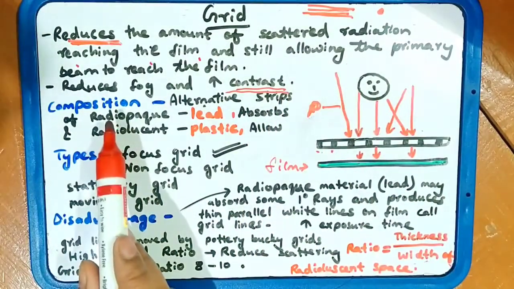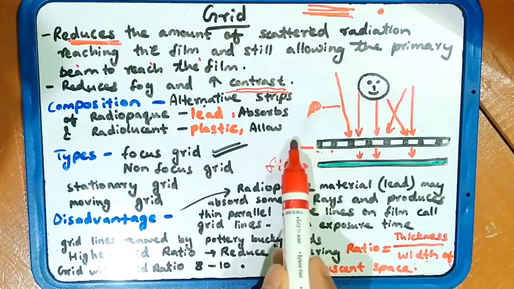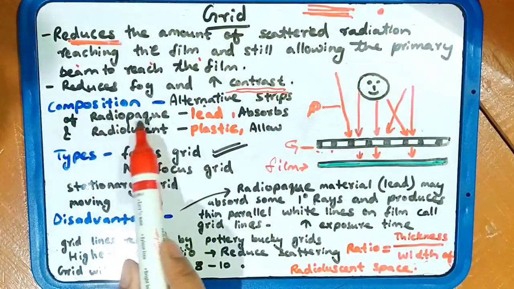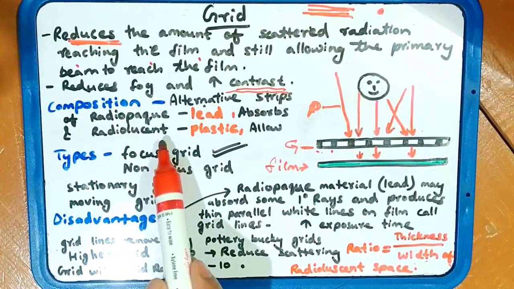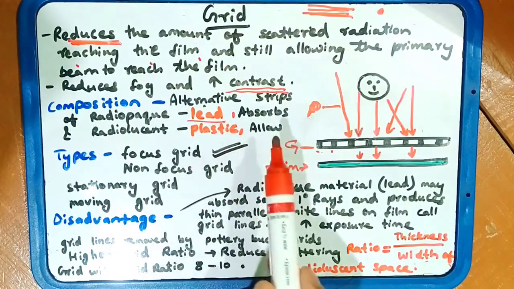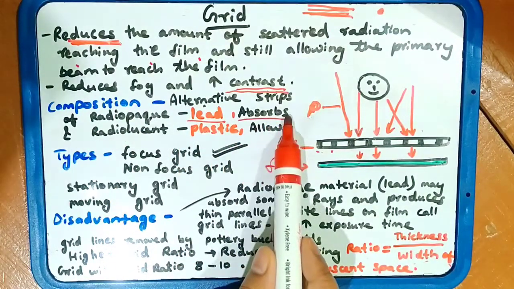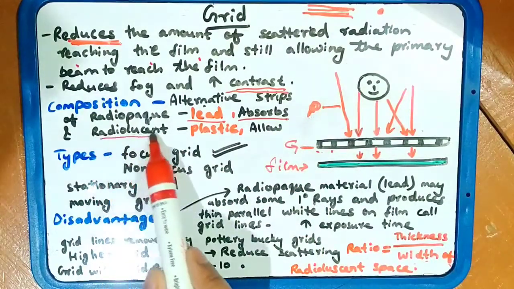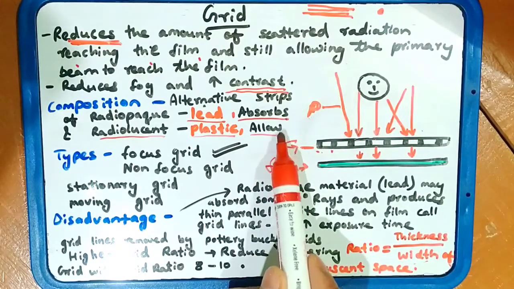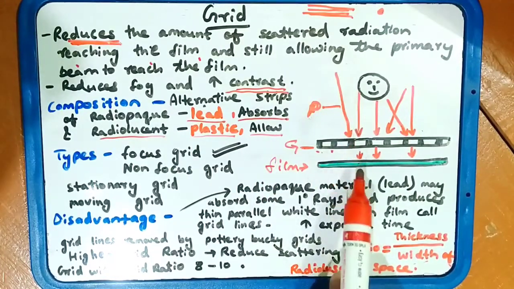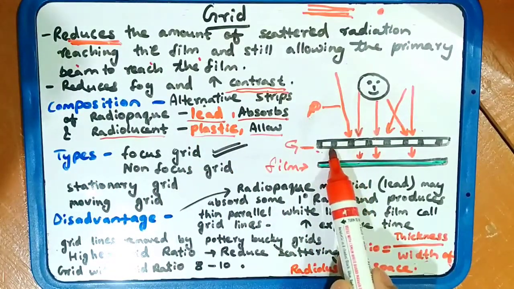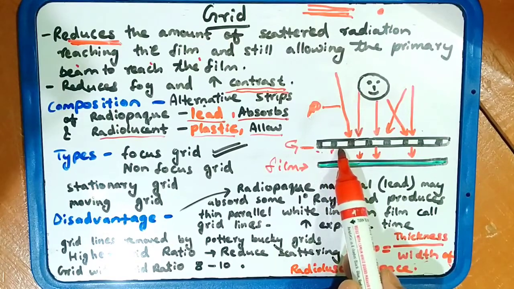Composition. In composition, the grid is made up of alternate strips of radio opaque as well as radiolucent material. The radio opaque part is made of lead, which absorbs the scattered radiation, and the radiolucent part is made up of plastic, which allows the primary beam to enter into the grid. This black part is made up of lead and the white part is made up of radiolucent, that is plastic.